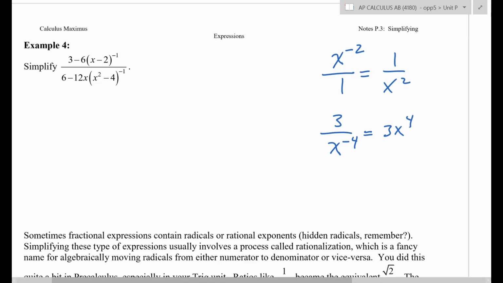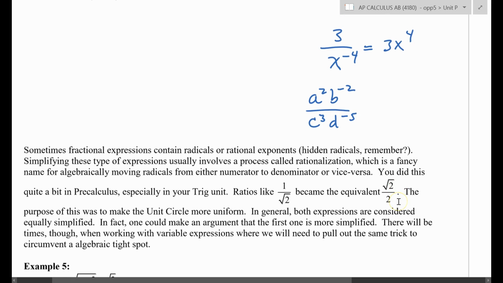If I did a combination of both, maybe if I did this, got some exponents in the numerator, got some exponents in the denominator. Some are positive, some are negative. A squared has a positive exponent. So what's it gonna do? It's gonna stay.